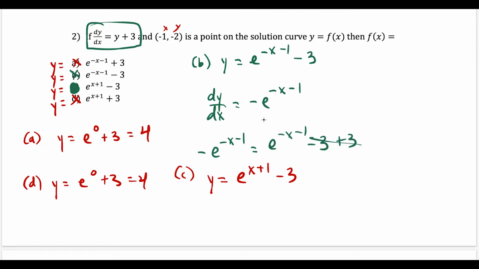If you plug in negative 1, you're going to get y equals negative 2. But when we take the derivative, this one is also going to check out. We're going to have just e to the x plus 1. Derivative of x plus 1 is 1, so chain rule is not super important here.